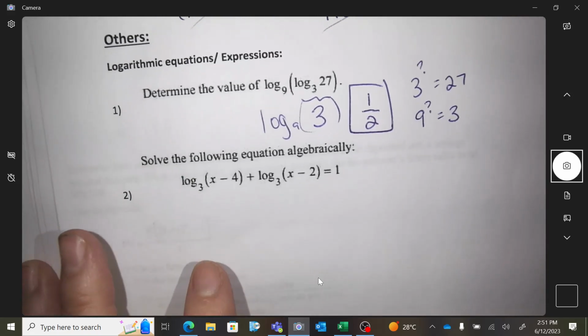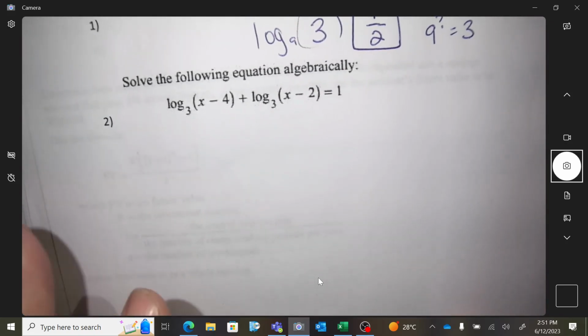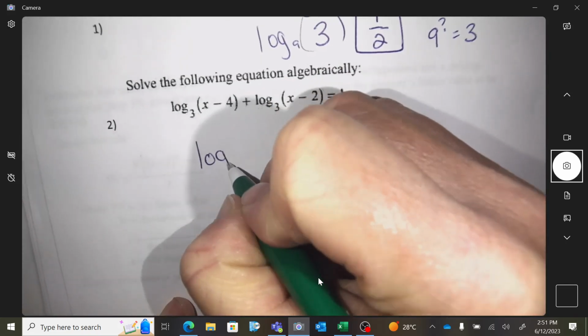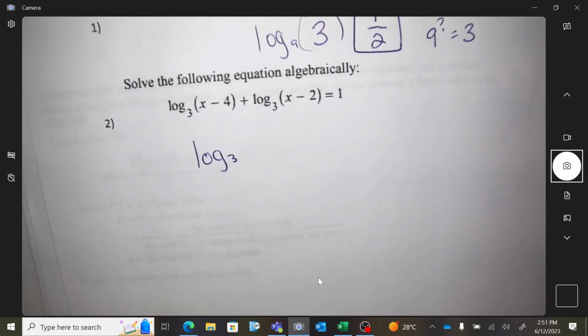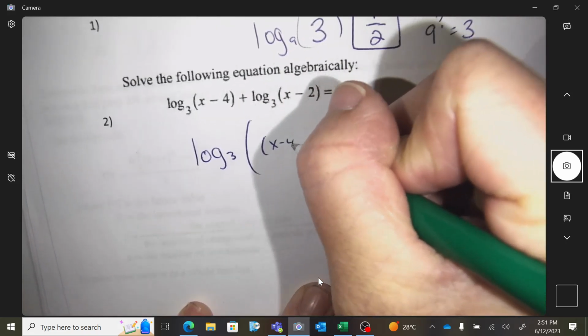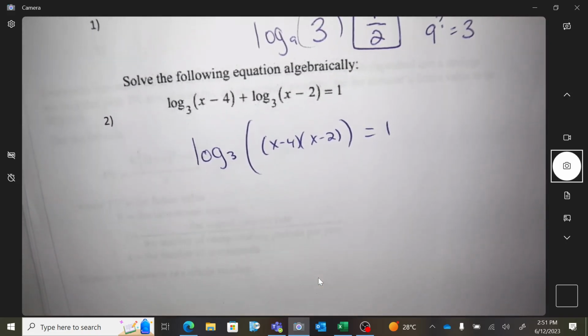Solve algebraically. So if this is a log equation that is separated, what should I do as my start? Multiply it. Put them together. So if they separated with adding, they would have been times together. Rules, we can go back and forth with the rules. We can separate, we can combine them, right? Yep.